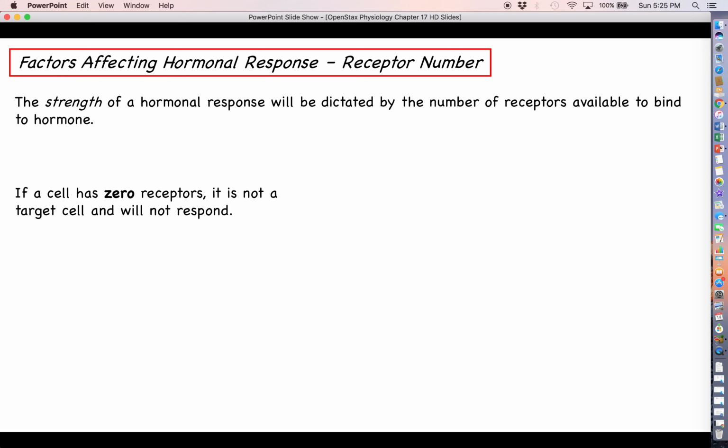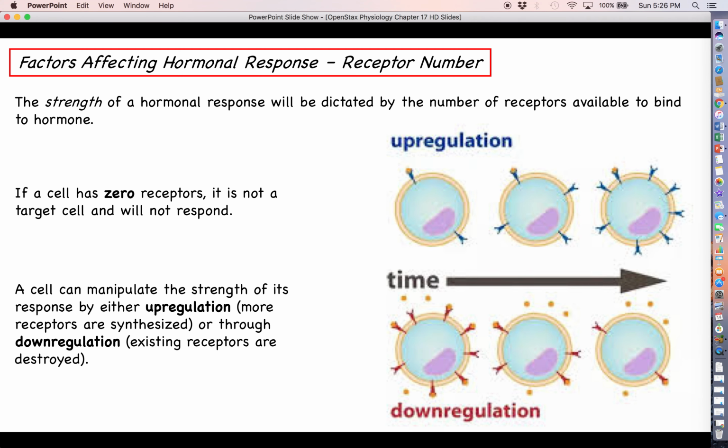So there are two extremes to this. One extreme, a cell may have no receptors, right? So the idea was the fewer receptors a cell has, the less sensitive it's going to be to a particular response. So obviously if a cell has 0 receptors, it's not going to be responsive at all. And this is what we call a non-target cell, meaning a cell that cannot possibly respond to a given hormone.